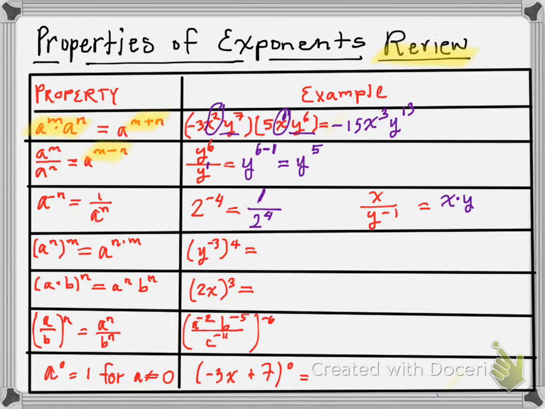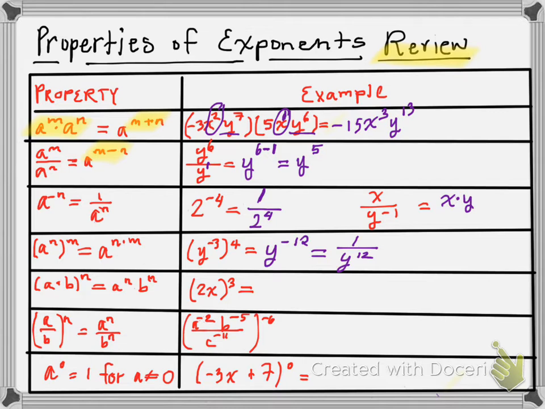And my quick example would be y to the negative 3rd to the 4th would be y to, what is negative 3 times 4? Negative 12. And then, just to keep simplifying, I could then apply the negative exponent rule and say that's the same as 1 over y to the positive 12th power. And that would be fully simplified.